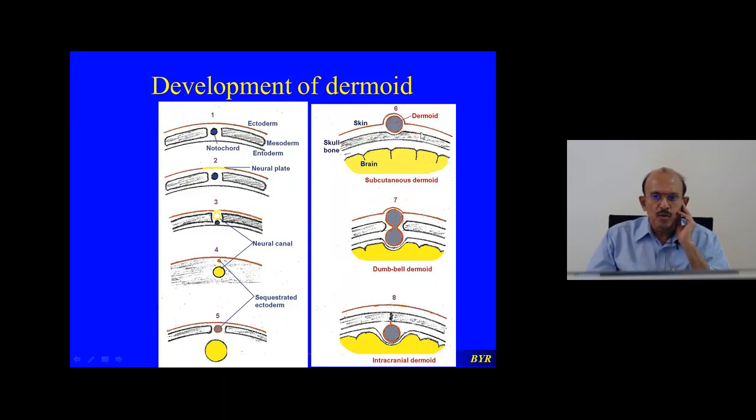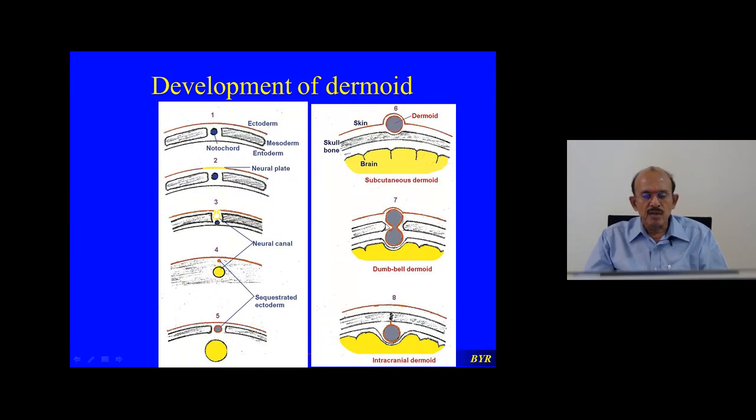This is the underlying bone. Because a mass is here, the bone is not developed well under the mass. So there will be a depression over the bone. And the neural canal is developing into brain. So now the dermoid is situated in the subcutaneous plane. Sometimes the dermoid will be large in size.